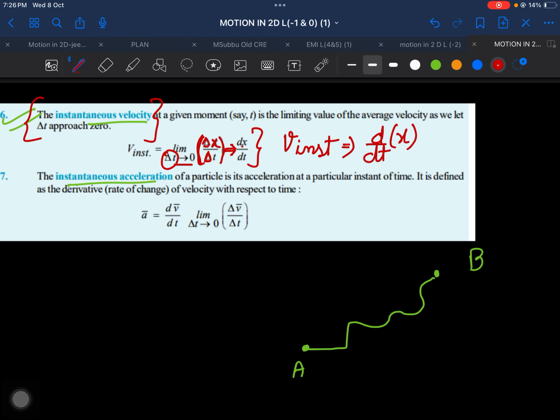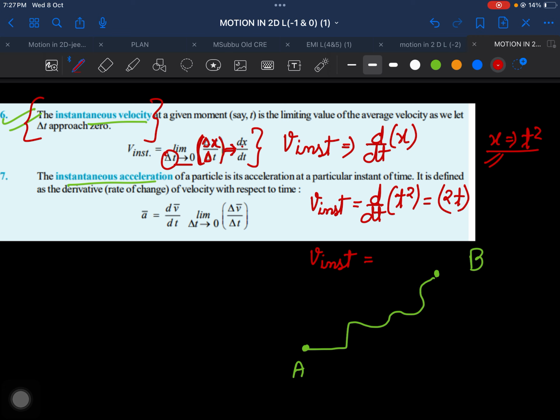Suppose x equals t square, meaning x is the displacement as a function of time. So you will differentiate this, d by dt of t square, which will be nothing but 2t. So this will be the velocity, the instantaneous velocity, meaning the velocity at a particular instant. So v, the instantaneous velocity, is simply 2t.